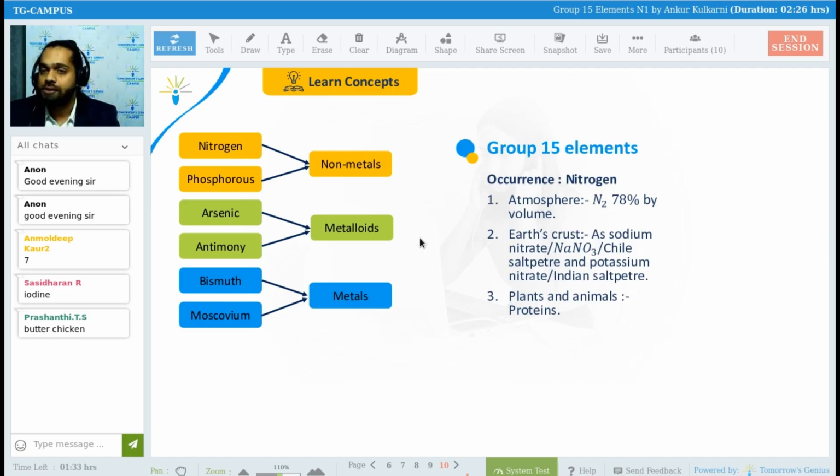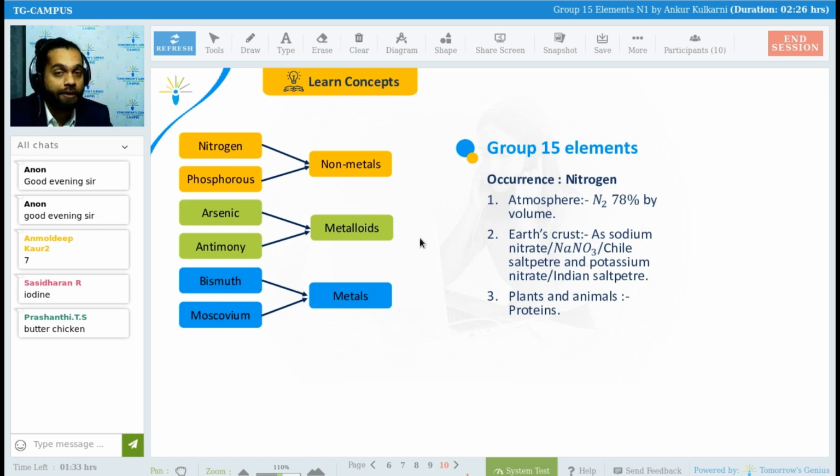No. No. Arey, you forgot. It is oxygen. I've told you, when I say earth, not earth crust. Earth crust is a wrong word. I would say earth. When I say earth, it includes atmosphere, water, and earth crust. So oxygen is the most abundant element.